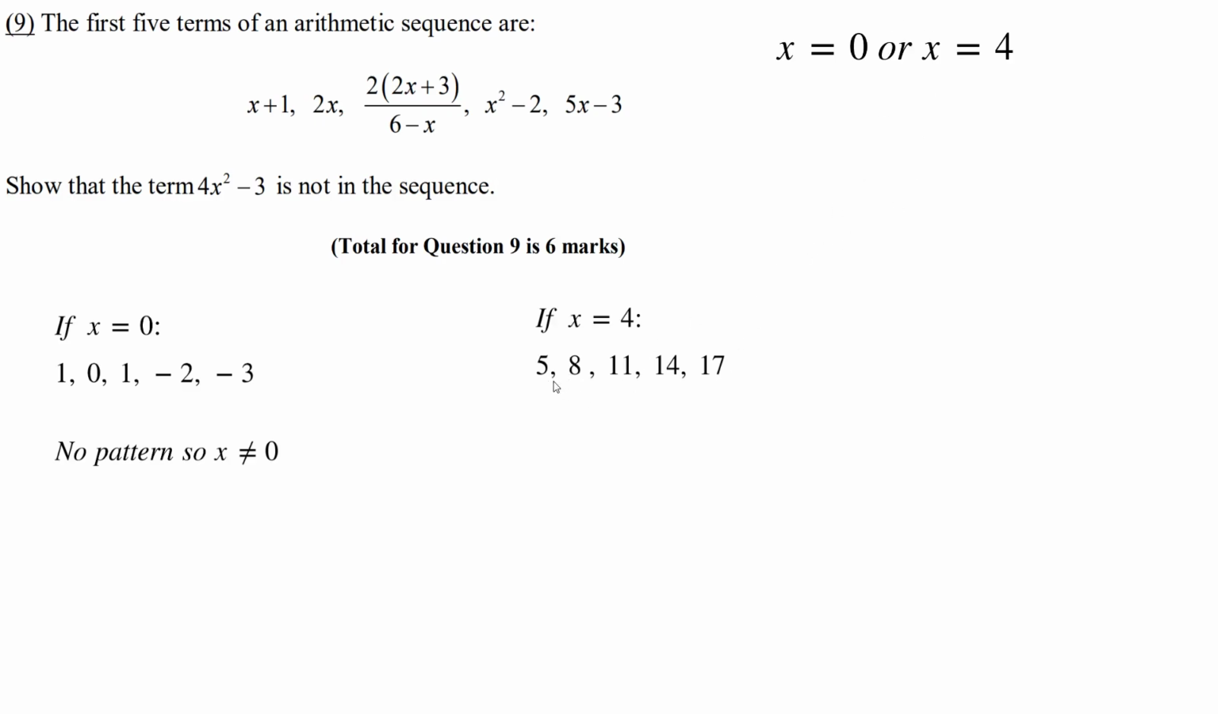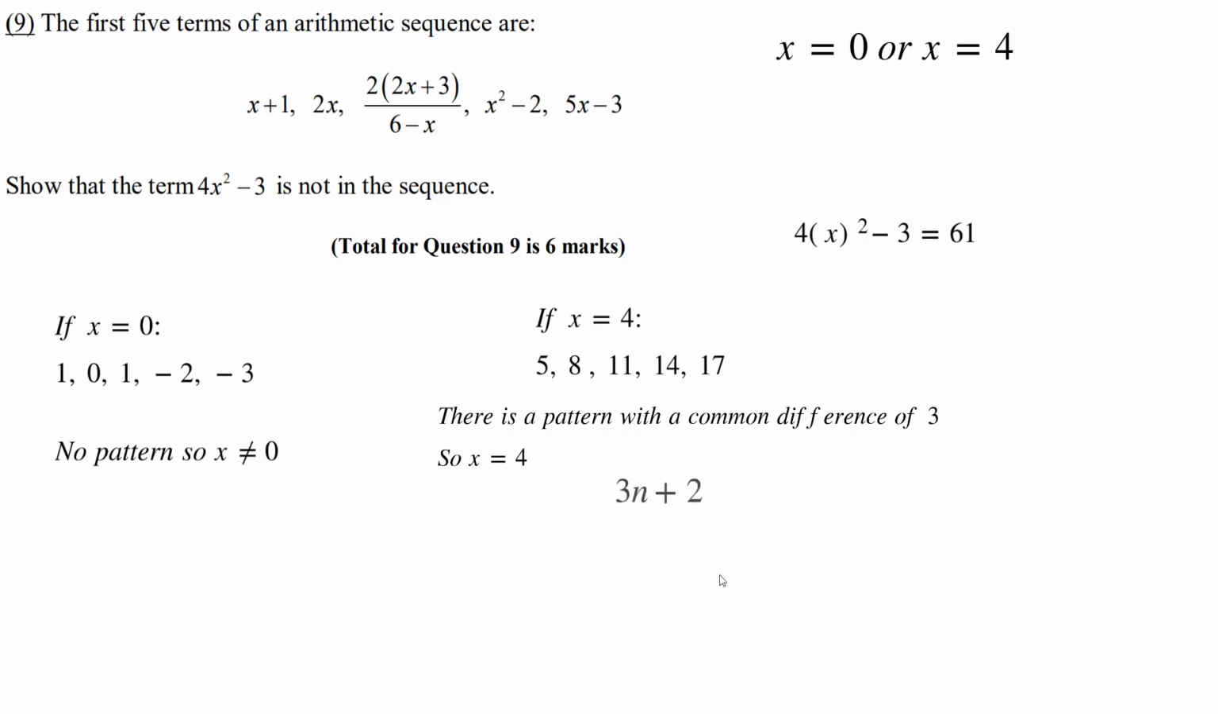So I think I went ahead and found the nth term. Oh no, I've just plugged in x into this. So I have x squared, so 4 squared is 16, times by 4 is 64, take away 3 is 61. So we want to show that 61 is not in the sequence. So whatever the nth term of this is, because this is the same as this, we need to set that equal to 61 to find out if 61 is a term.